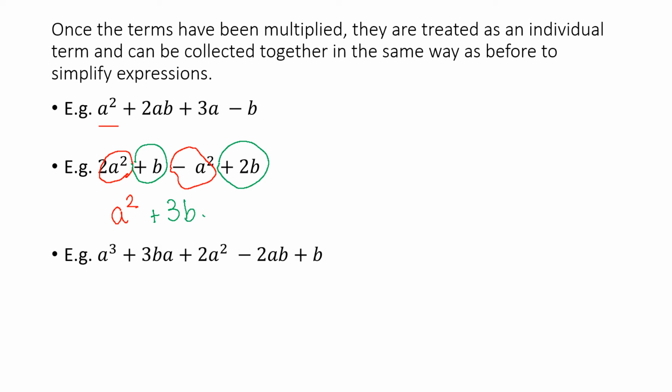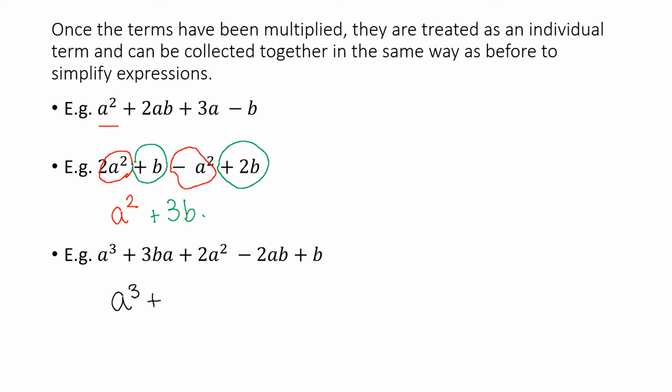And now in our third example, what have we got that's the same here? Look closely. A cubed, 3ba, 2a squared, 2ab plus b. Well, our a cubed, there aren't any other cubed terms here, so we can just rewrite that one again on its own. So a cubed.